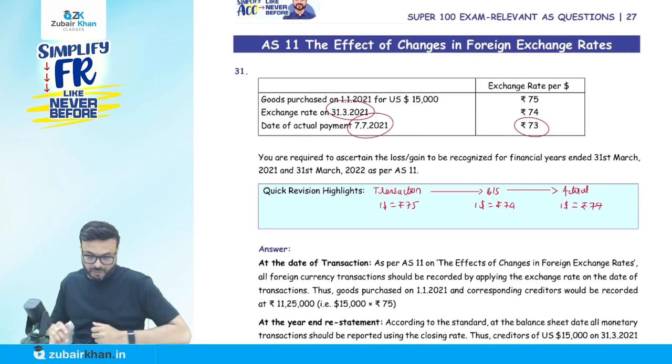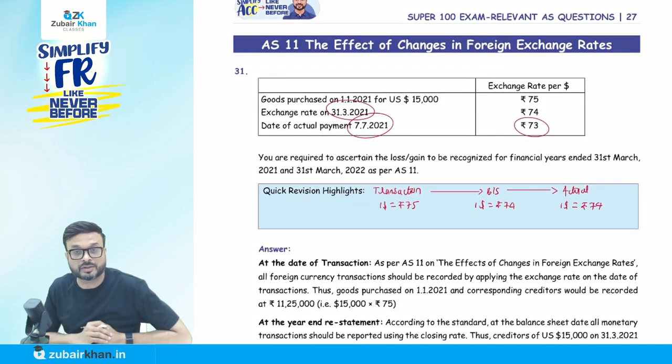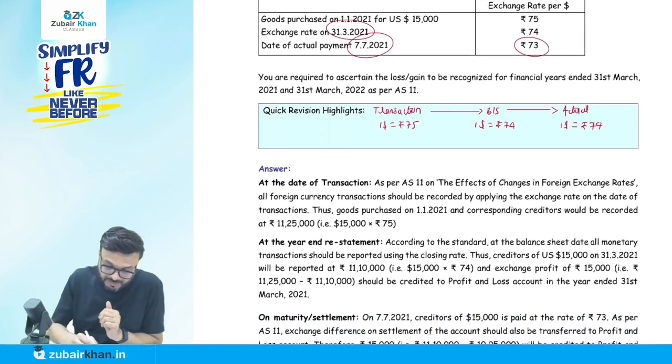73. So you're required to ascertain the gain or loss to be recognized for the financial year ended 31st March 2021 and 31st March 22 as per AS 11. What is the treatment? What should be the treatment here?